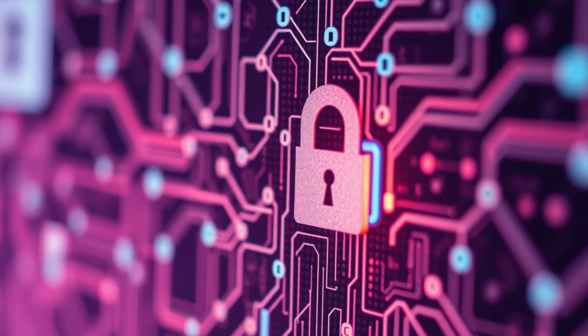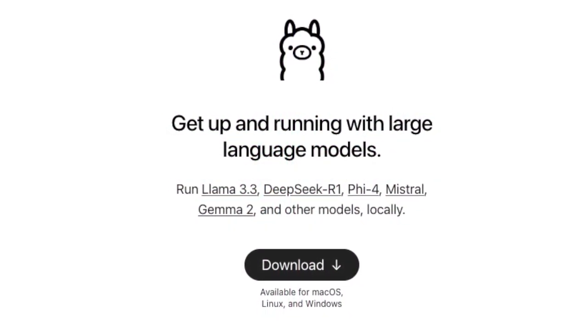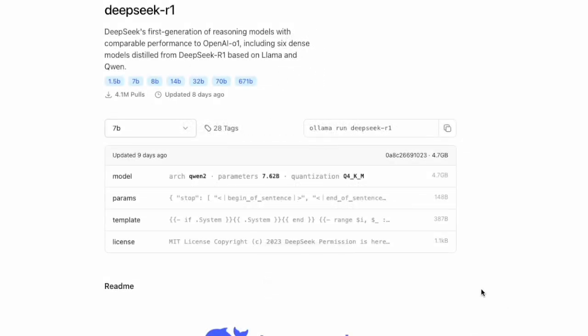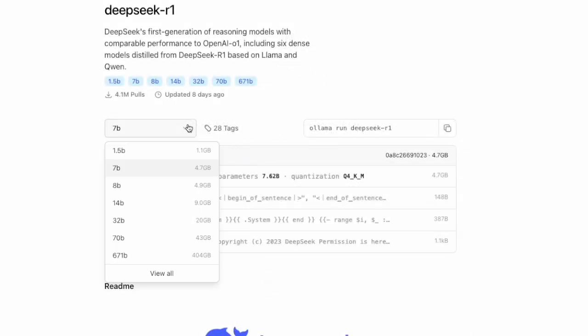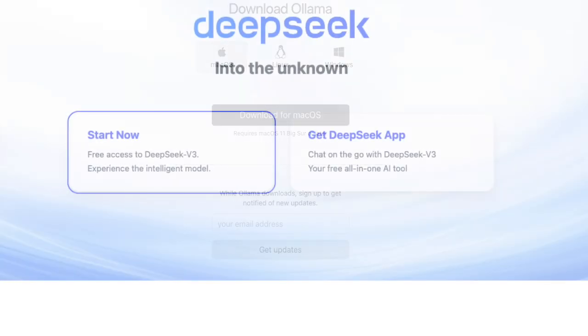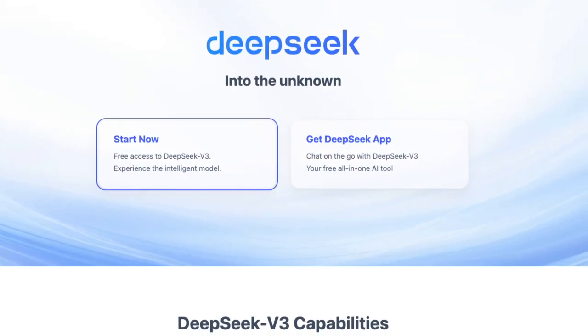For those worried about security, there's another option. You can run AI models on your own computer using Ollama. If you have enough GPU power and storage space, you can run DeepSeek models locally. I have another video that shows you how to set up Ollama on Mac. If you can't run the models locally, you can still use DeepSeek's online services.